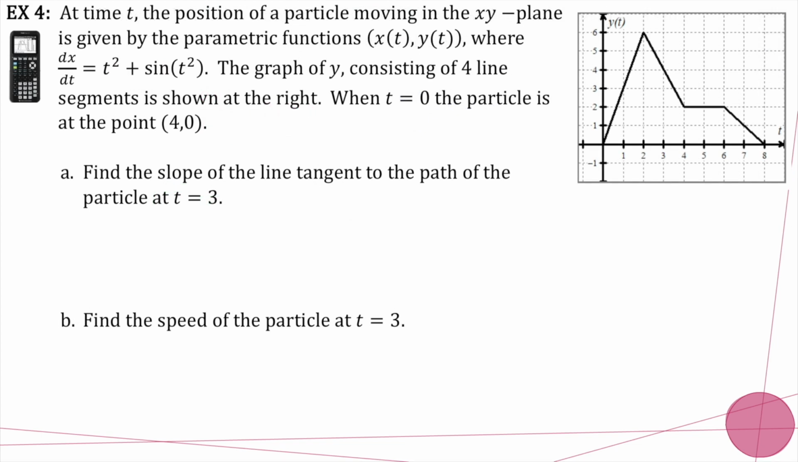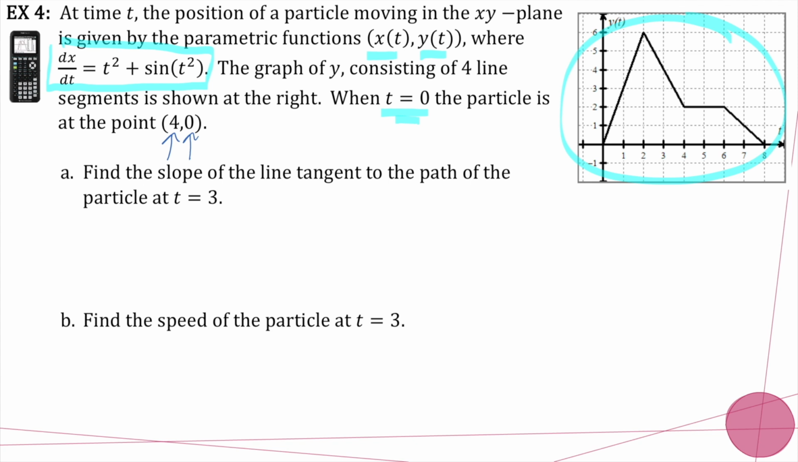There's a lot going on in this one, but I like it because so much of calculus comes together. At time t, the position of a particle moving in the xy plane is given by our parametric functions x of t and y of t. Now, the information we're given is the derivative of the x component and the graph of y'. We also know that at t equals 0, the particle is at the point (4, 0). So 4 is an x position and 0 is a y position.